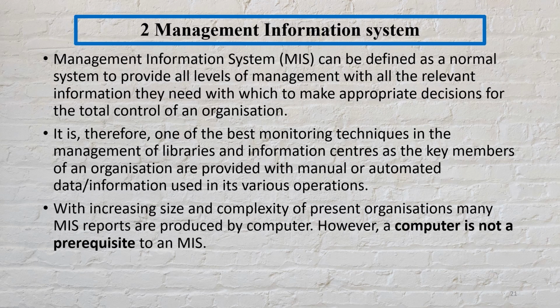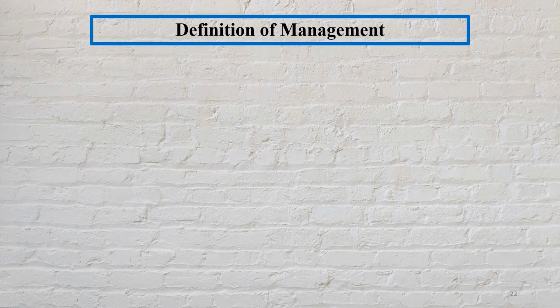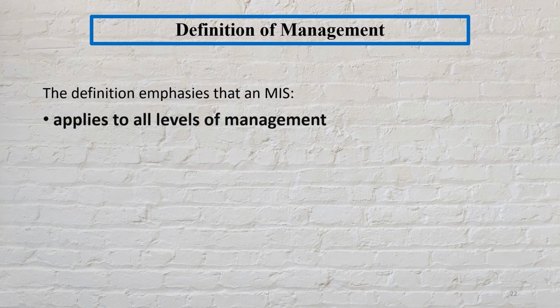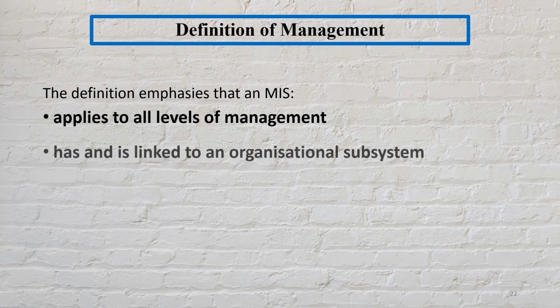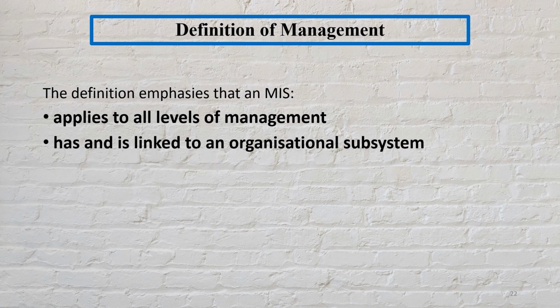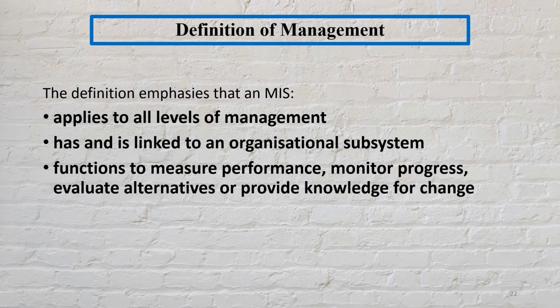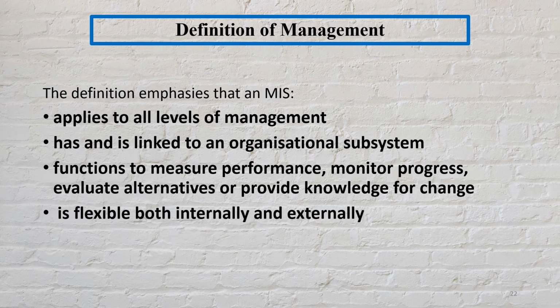With increasing size and complexity of present organizations, many MIS reports are produced by computer. However, a computer is not a prerequisite to an MIS. The definition emphasizes that an MIS applies to all levels of management, is linked to an organizational subsystem, functions to measure performance, monitor progress, evaluate alternatives, or provide knowledge for change, and is flexible both internally and externally.